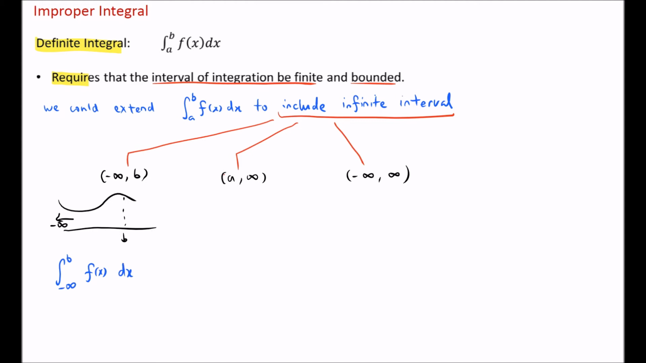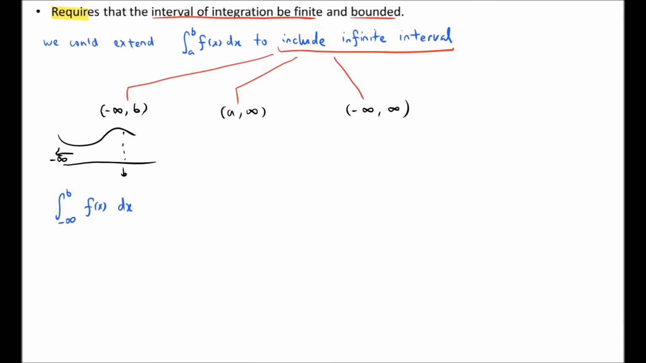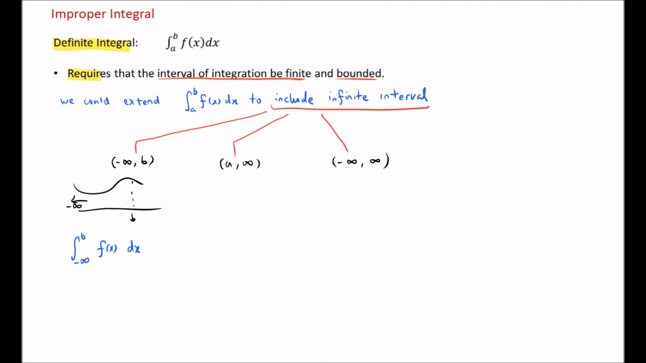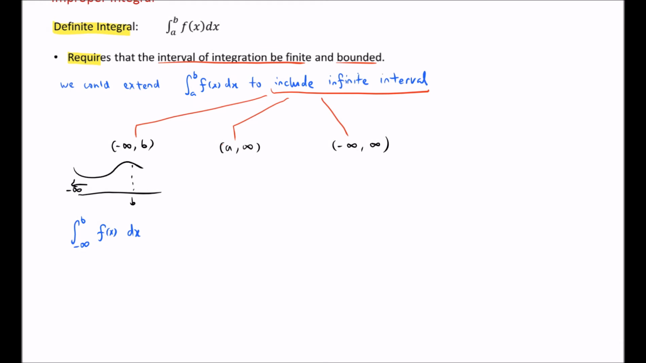Normally we don't involve limits that are negative or positive infinity. In this chapter our limits, a or b, can include infinity values. So in this way we introduce the idea of limit. We write the limit as a approaches negative infinity, then integrate a to b of f(x) dx.